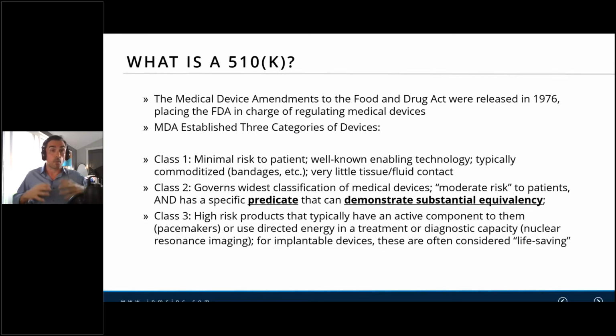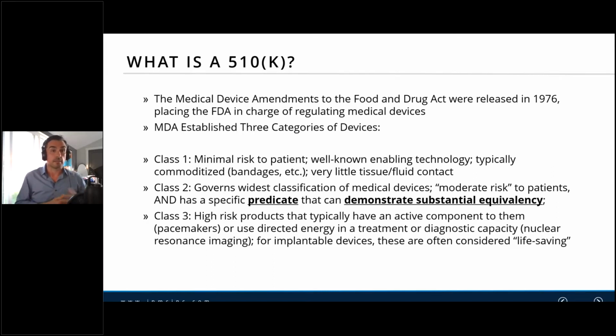Class 2 governs the widest classification of medical devices. So these are moderate risk to patients, and they have a specific predicate that can demonstrate substantial equivalency, right? So a Class 2 product looks and kind of smells like something that's already on the market, that already exists, and smooths out, for lack of a better phrase, the regulatory process to get that product approved.